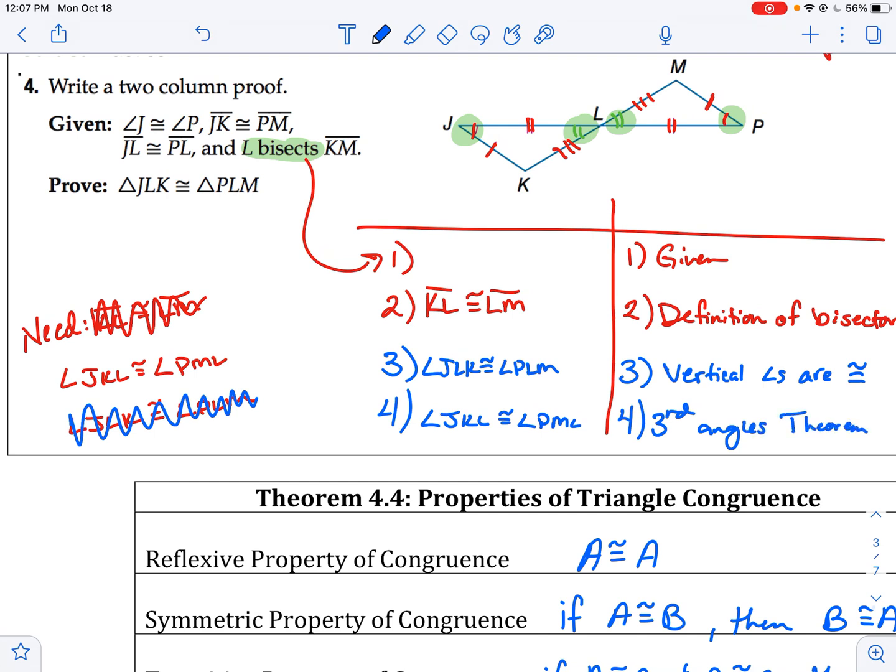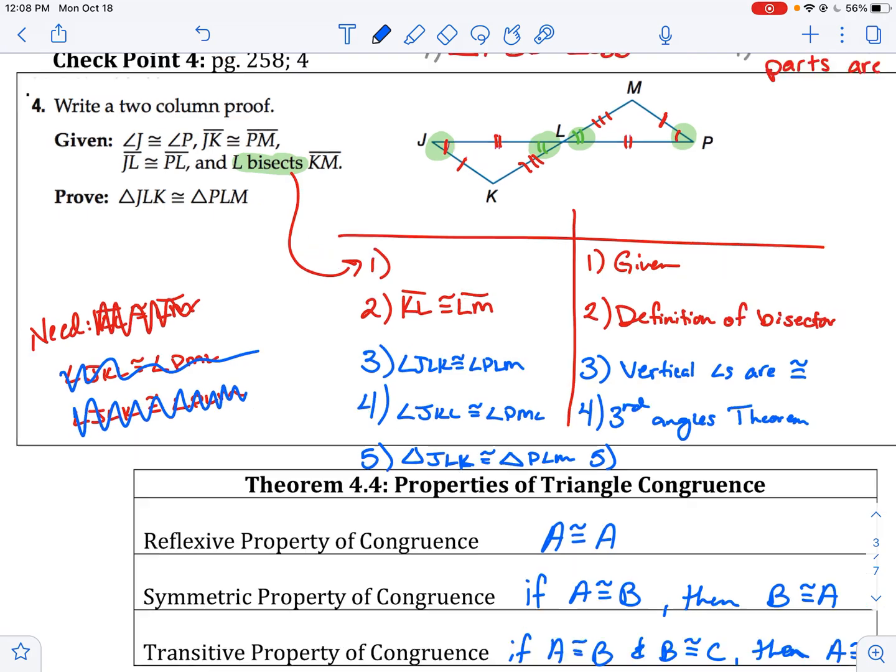That says that if I have two pairs of angles that are congruent, then the third pair is also congruent. And since I've got everything I needed, I can say that JLK is congruent to PLM. Again, you could go with definition of congruent triangles, or all corresponding parts are congruent, or something like that.